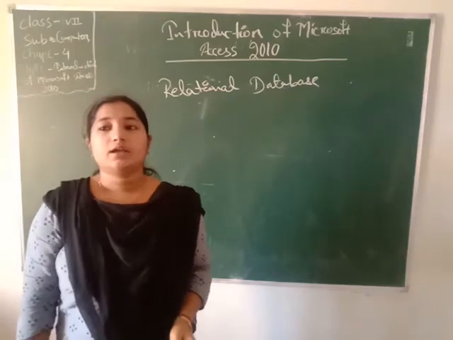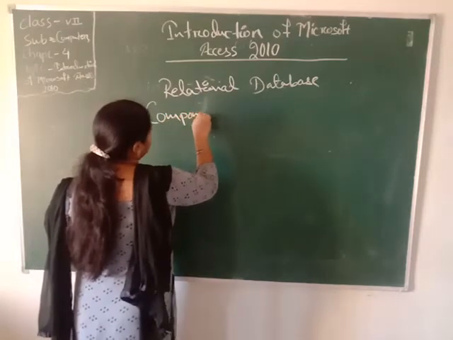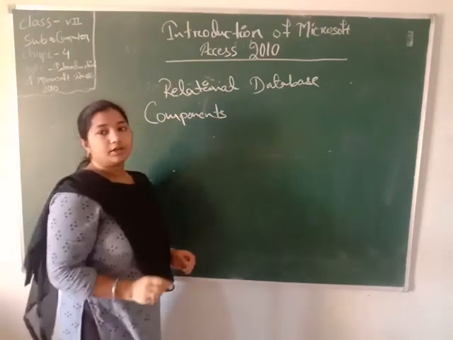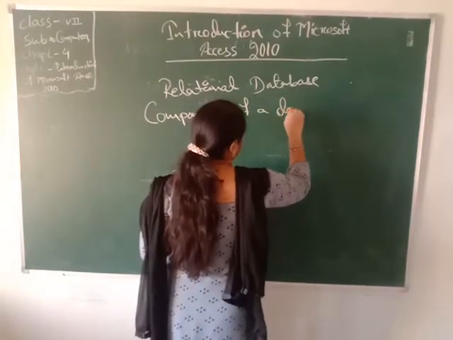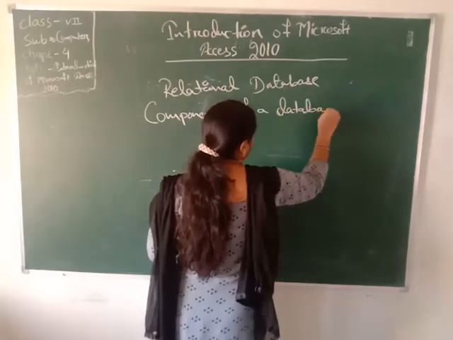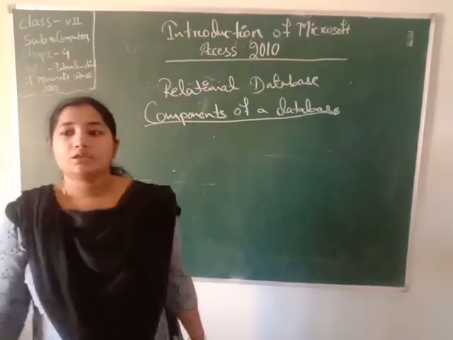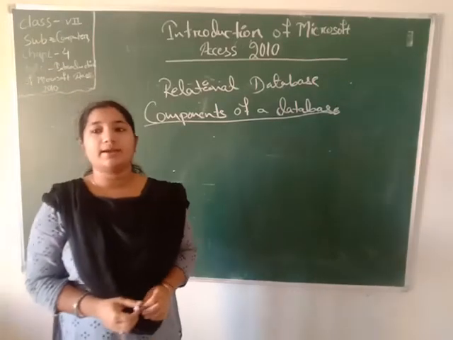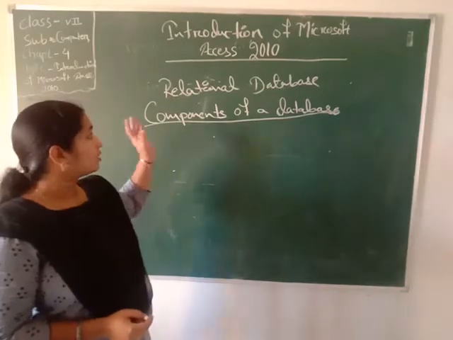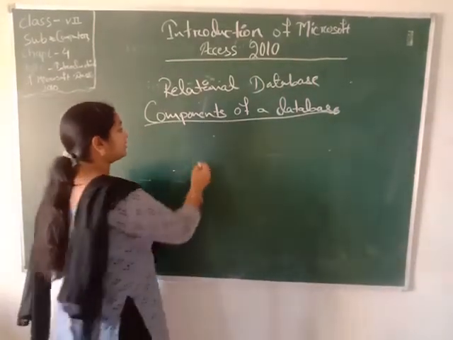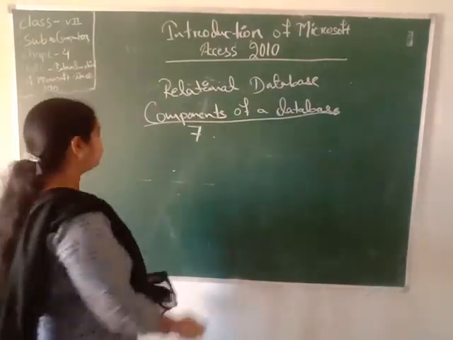So the next is components of a database. Now we discuss the components of a database. A Microsoft Access database is made up of 7 major components. The first one is tables.